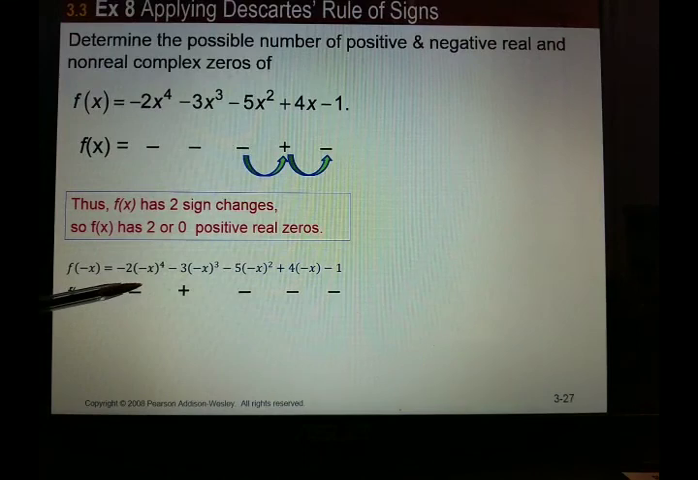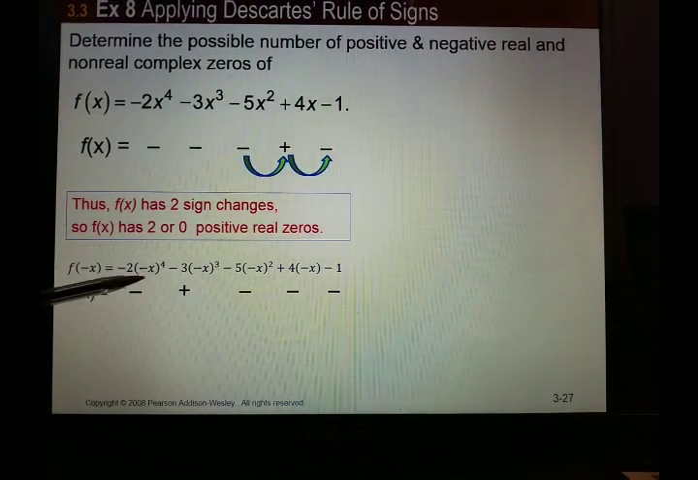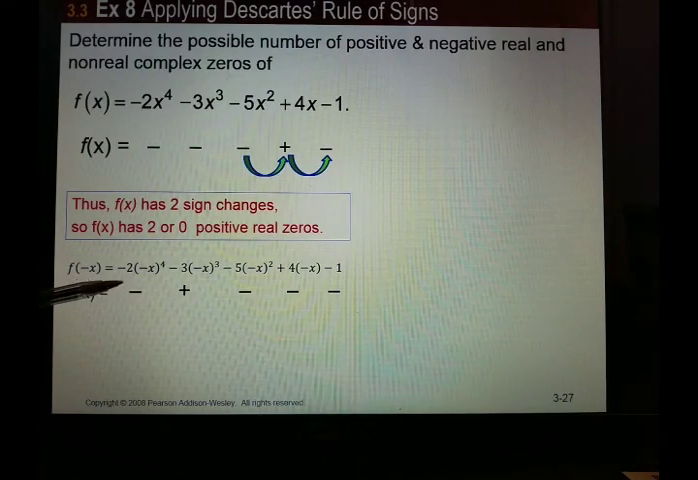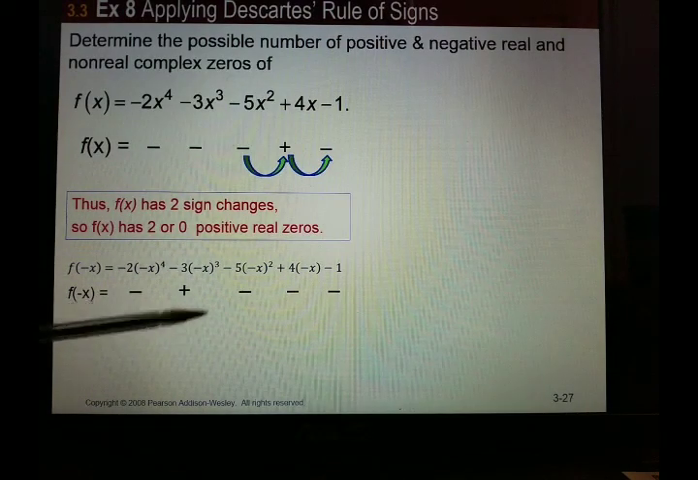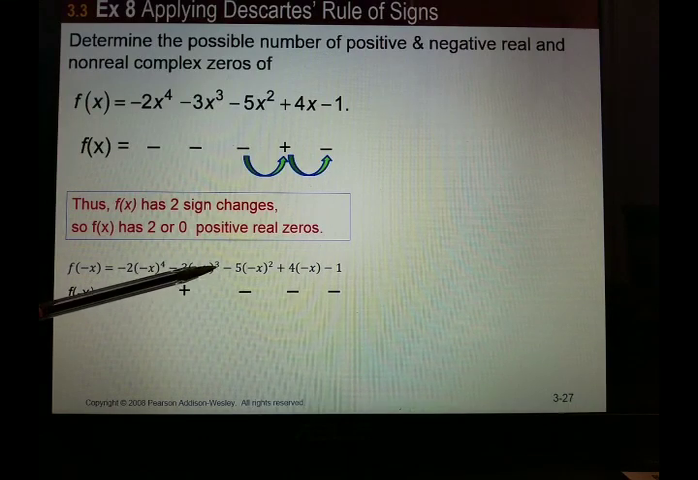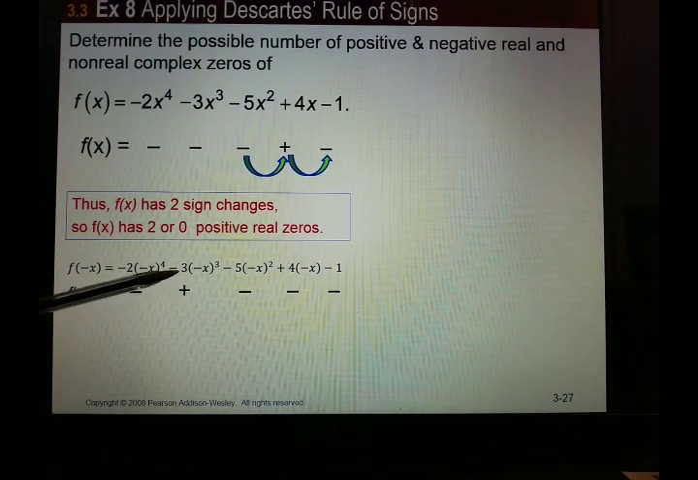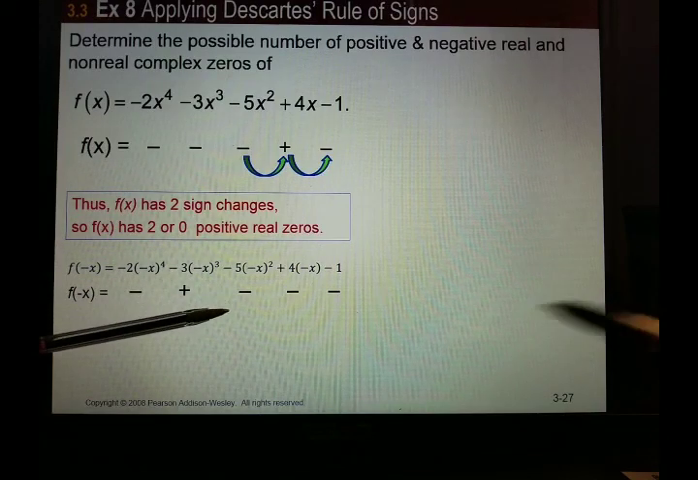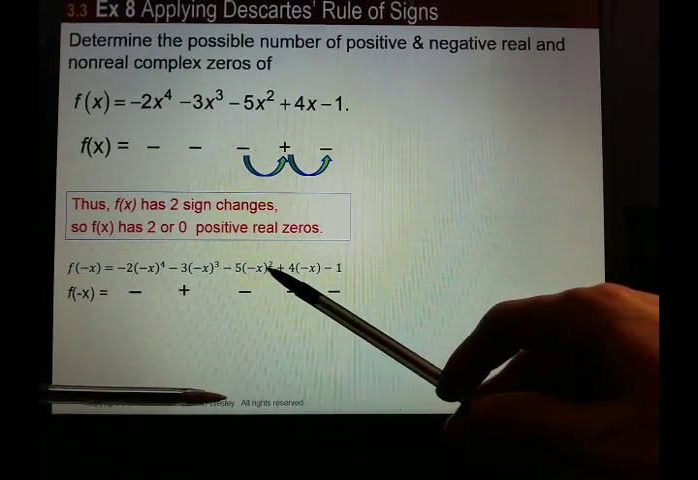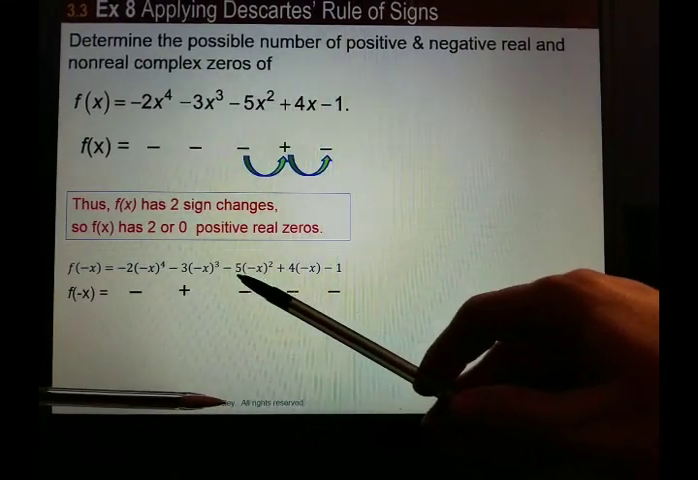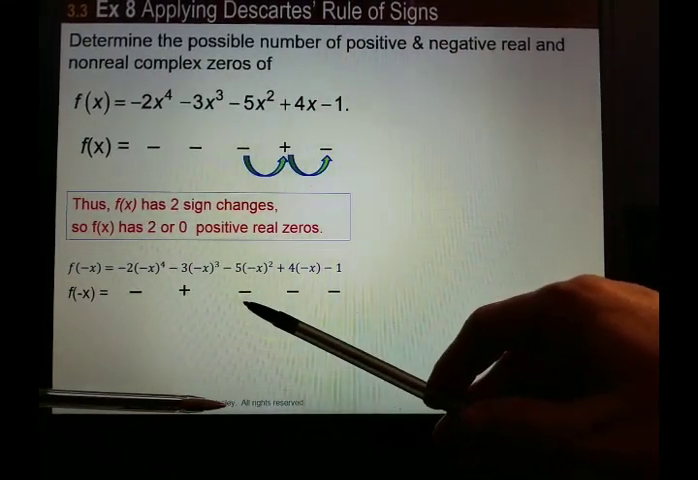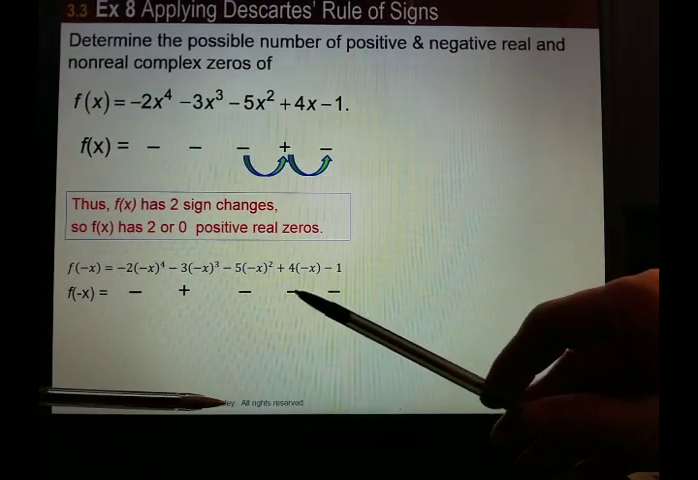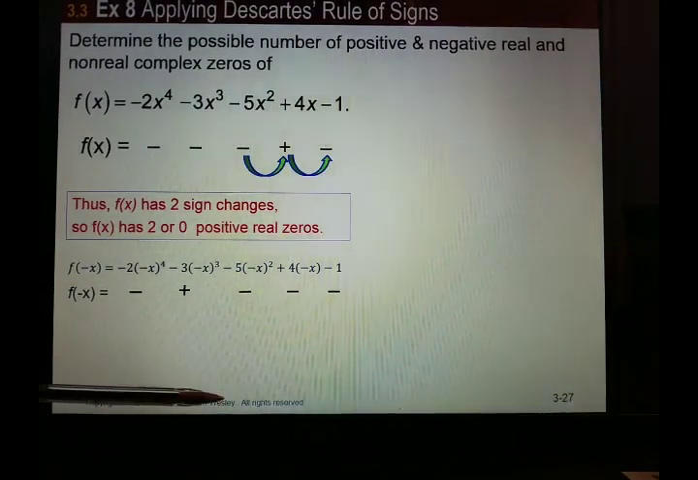Please excuse my dear Aunt Sally. You do your exponent first before you multiply. So the negative x to the 4th is positive, times negative 2 gives me a negative value. A negative to the 3rd power would be negative, but times that negative 3, that's where I got the positive. This time I have negative x squared, which would be positive, but that's times negative 5, so that is negative. 4 times negative would be negative, and that 1 is already negative.